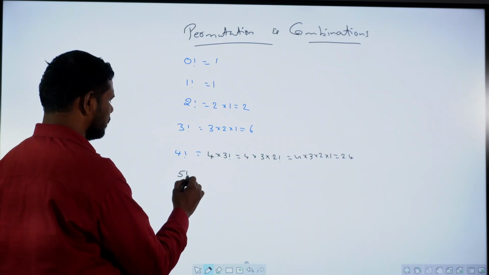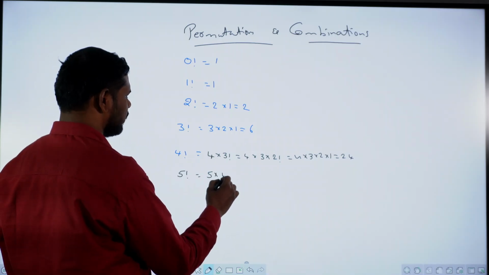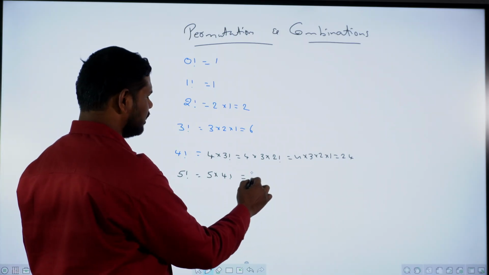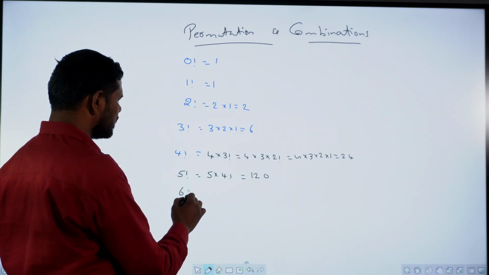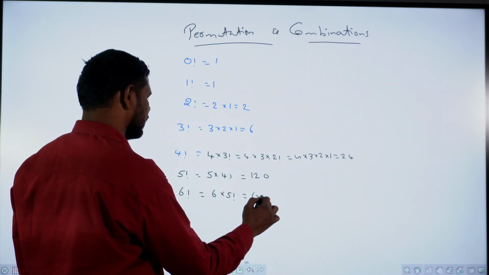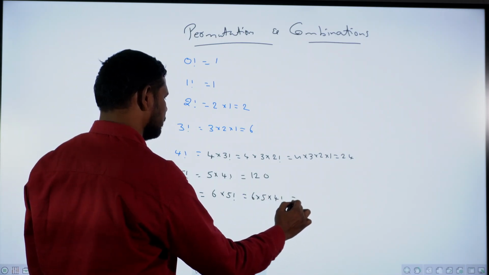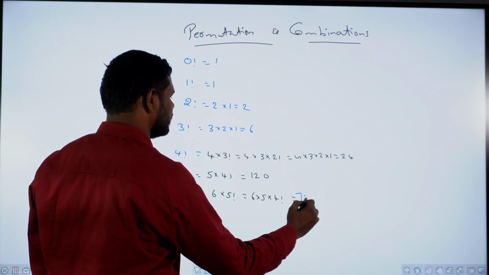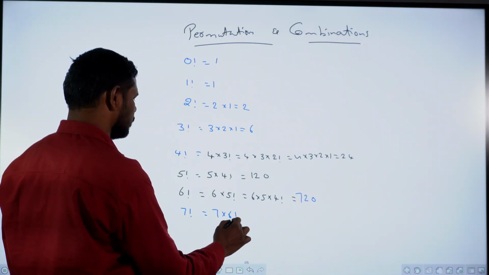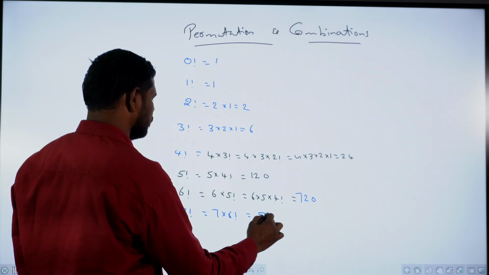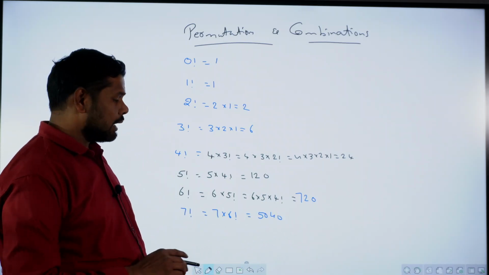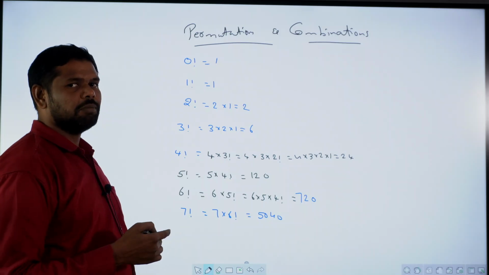For our easy simplification purpose we can rewrite it. Suppose 5 factorial means sometimes we can use 5 into 4 factorial or 5 into 4 into 3 factorial, but that value is always same. 6 factorial means suppose 6 into 5 factorial or 6 into 5 into 4 factorial, like that. But the entire 6 factorial value has no change. 7 factorial, maybe 7 into 6 factorial. So this value cannot change, but we rewrite that factorial for easy simplification purpose.